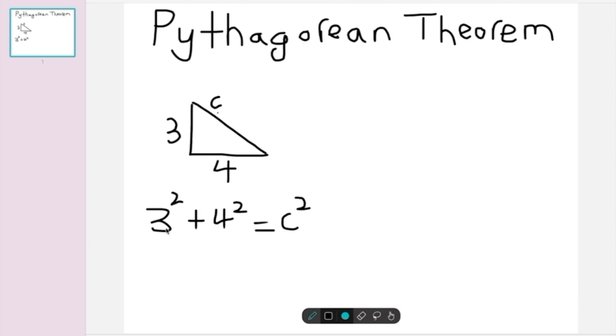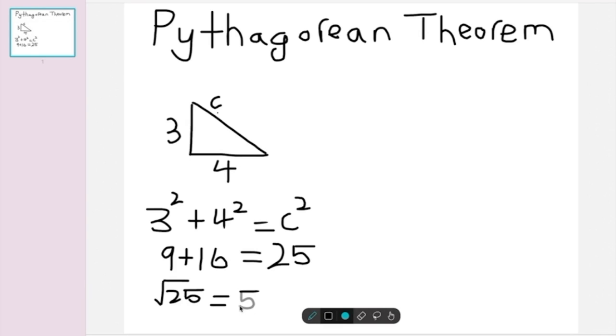Right? So then we know that 3 times 3 is 9, plus 4 times 4 is 16. And then 9 plus 16 will be 25. So we know that c squared will be 25. Well, the square root of 25 would be equal to 5. So c would be 5, right? Okay, this is the first way where it's a squared plus b squared equals to c squared.